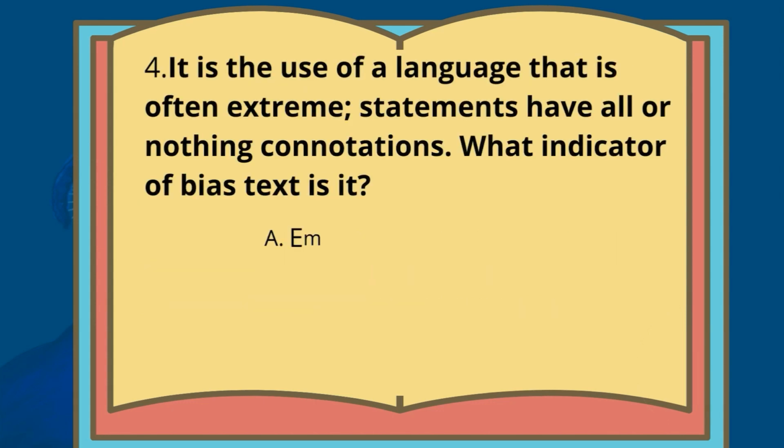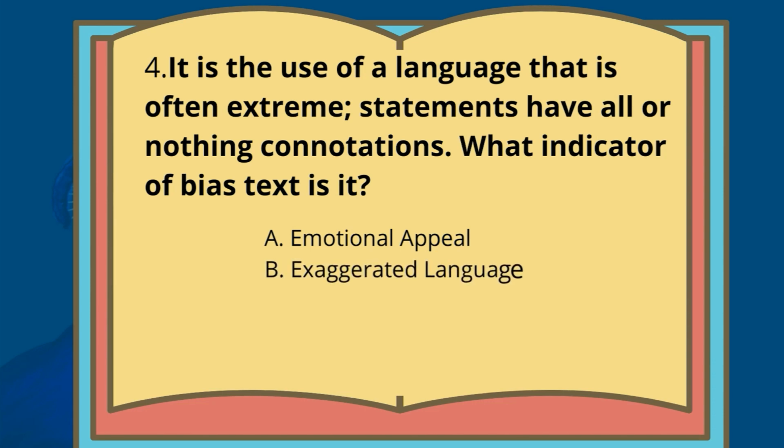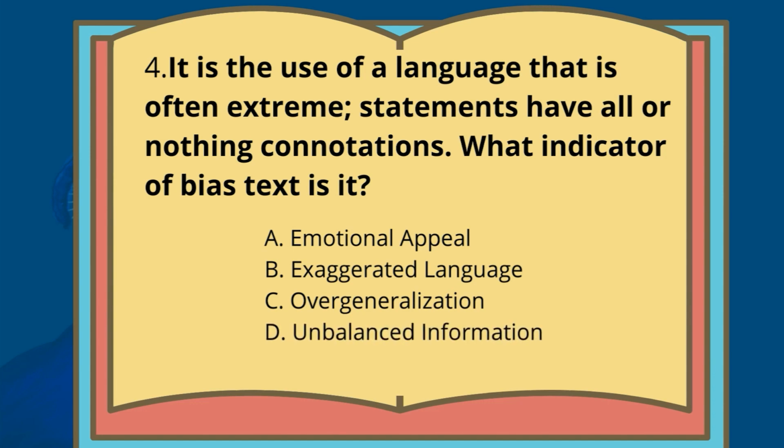Number 4. It is the use of language that is often extreme. Statements have all or nothing connotations. What indicator of bias is it? A. Emotional appeal. B. Exaggerated language. C. Overgeneralization. D. Unbalanced information.